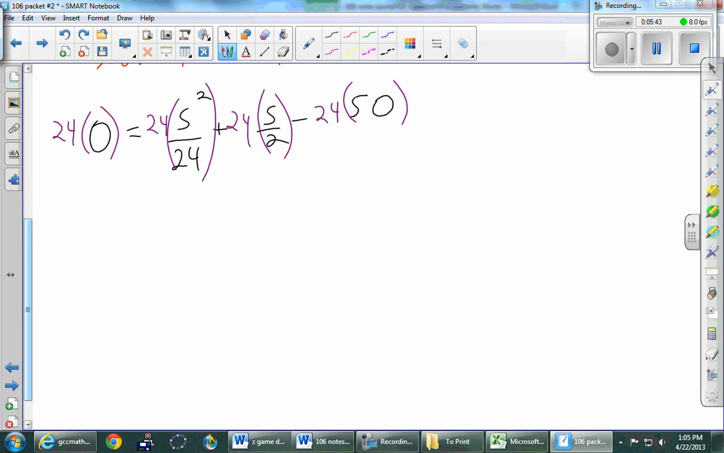Okay, and then 24 times 0 is still 0. What happens in the next one? We just get s squared because those 24s just straight cancel. Plus 24 divided by 2 leaves 12. 12 what? 12s. Minus, and then 24 times 50, we need to do that.